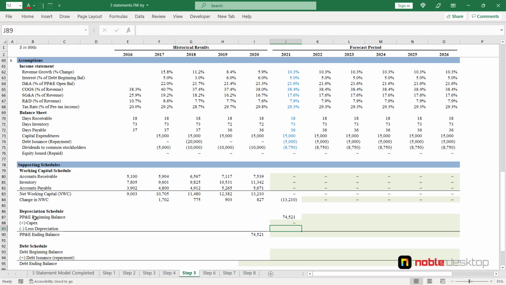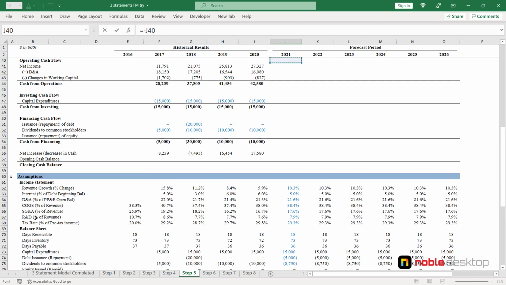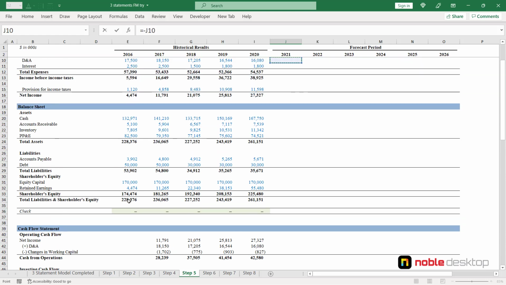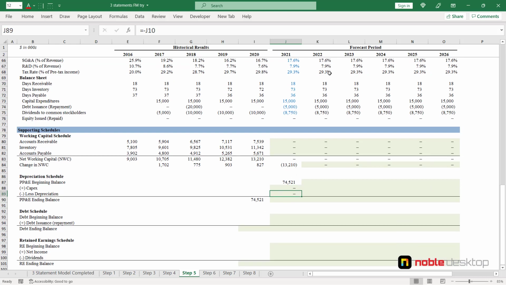Next is less depreciation. Since it's minus depreciation, again, I'm going to put a minus sign here and go ahead and grab depreciation in my income statement in the row 10. And same idea here, as soon as the income statement is filled, it all will beautifully flow to my supporting schedules.